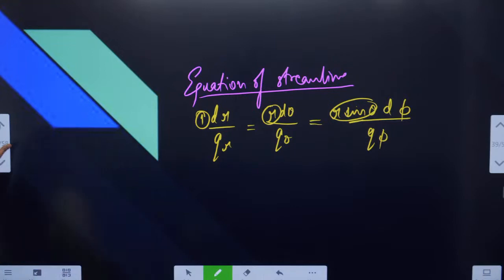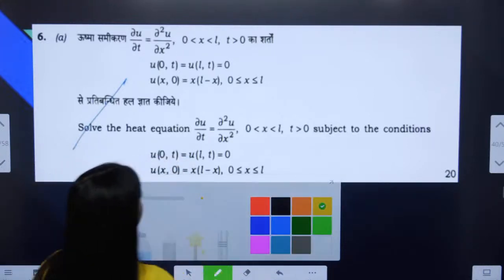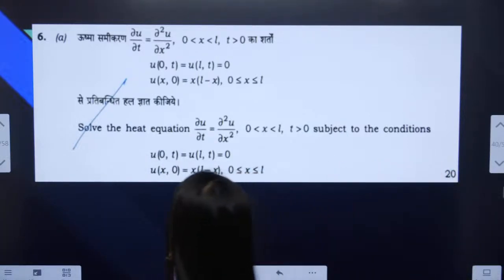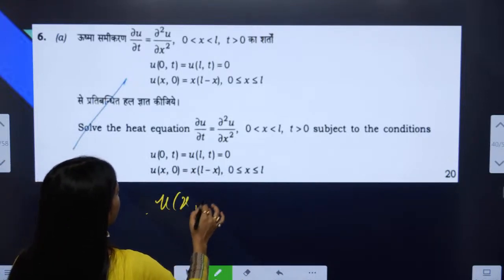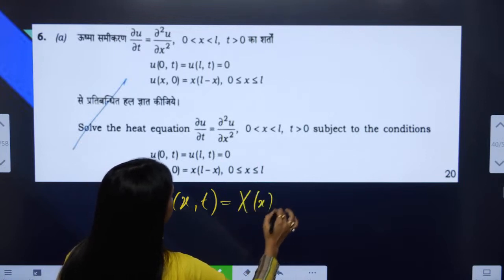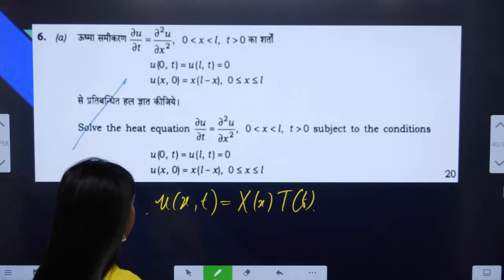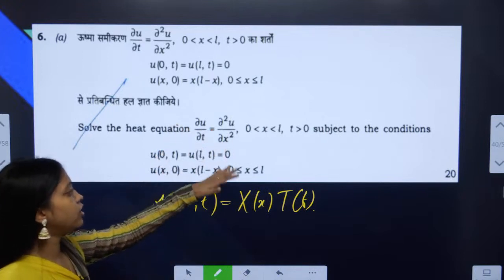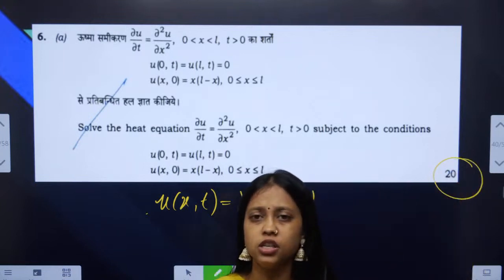So again, 3 parts were there in this question. Now we have the heat equation. This is a very lengthy question. You have to assume the solution u(x,t), we start by taking a function X in terms of x and T in terms of t. That's how we started. And you start applying the equation and all these things. So it is basically a simple, direct question asked from the heat equation.